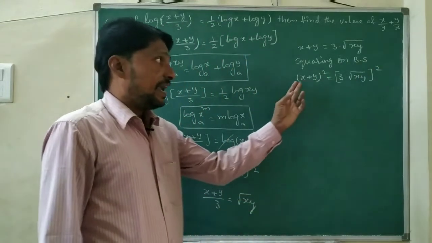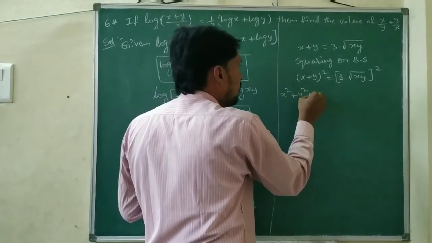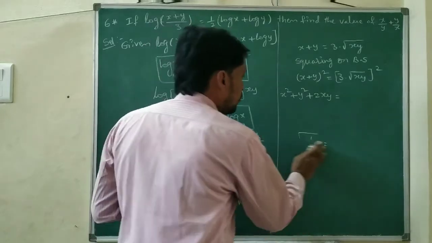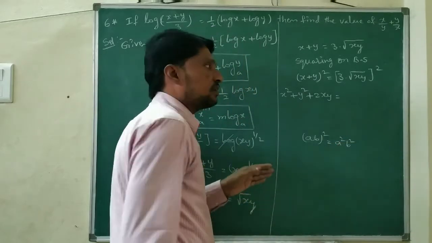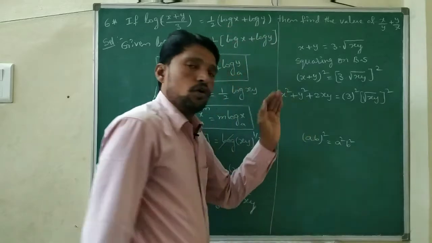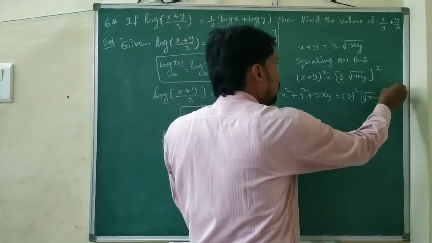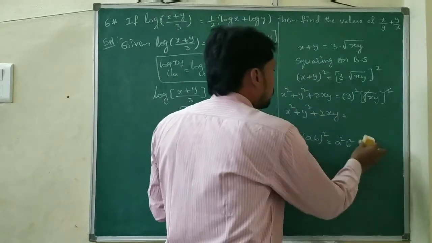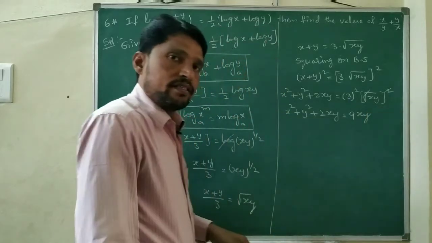Expanding (x plus y) whole square, we get x square plus y square plus 2xy. On the right side, for example, root AB whole square means (A into B) whole square, which we can write as A square into B square. Similarly here, 3 square and root xy whole square. The root and square cancel. So x square plus y square plus 2xy equals 3 square, which is 9, and xy remains.